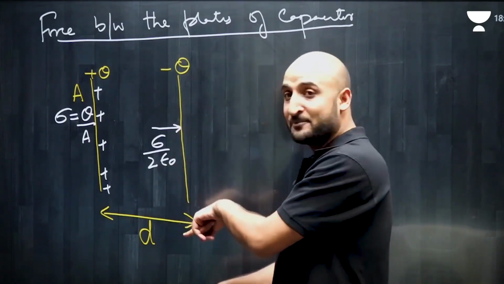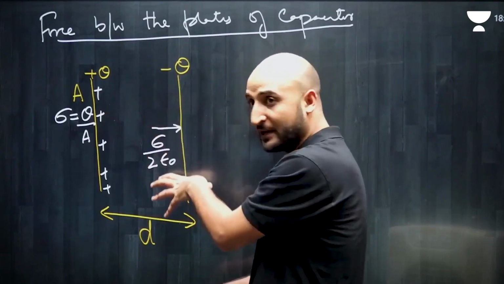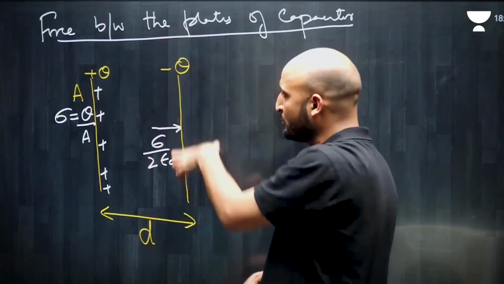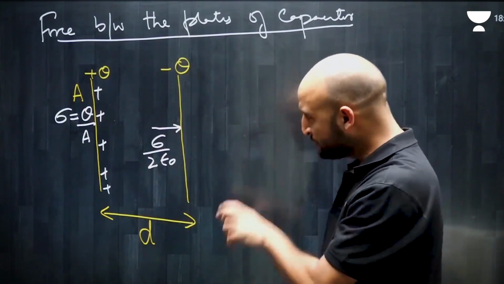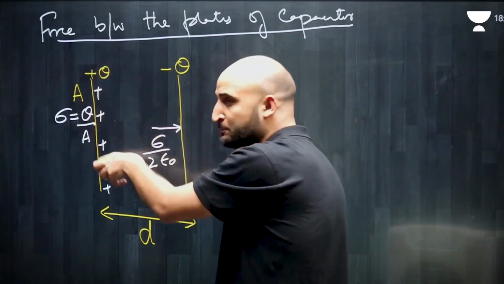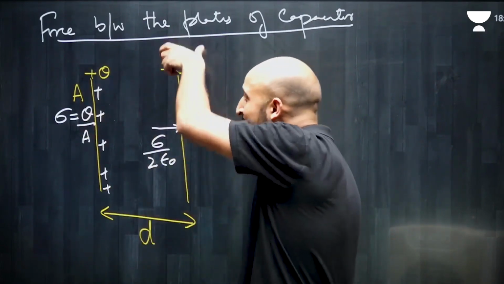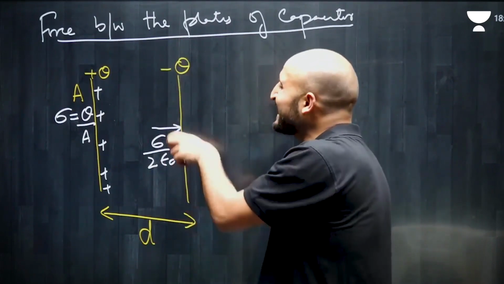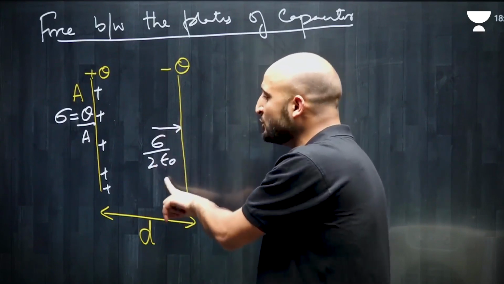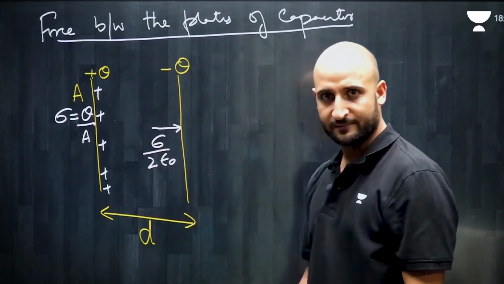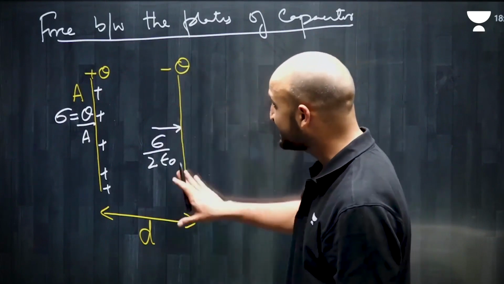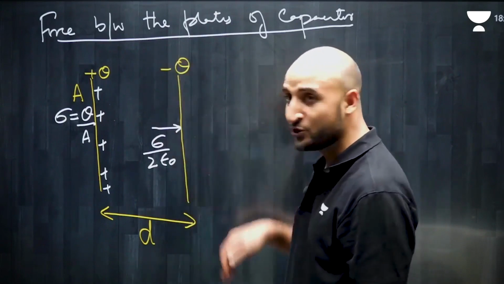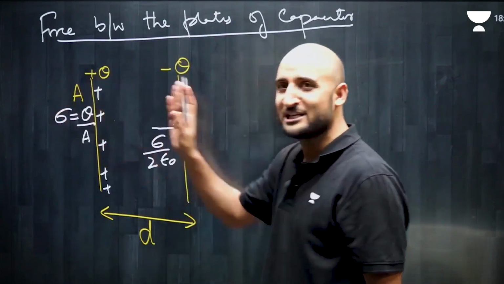Because sigma by epsilon naught is the total field between the plates of the capacitor. So in that total field, there's a contribution of this positive plate and the contribution of the negative plate, right? But I am talking about the field created by this positive plate, which will actually be experienced by this negative plate. So this negative plate will experience a field of sigma by 2 epsilon naught because of this positive plate, right? So the field experienced by this negative plate is sigma by 2 epsilon naught. Since this is negative charge, it will get attracted toward this positive plate.